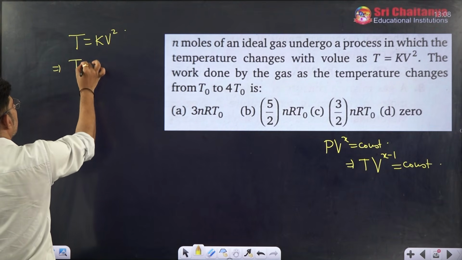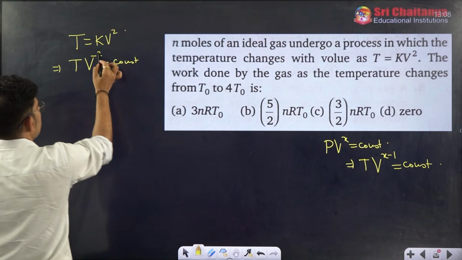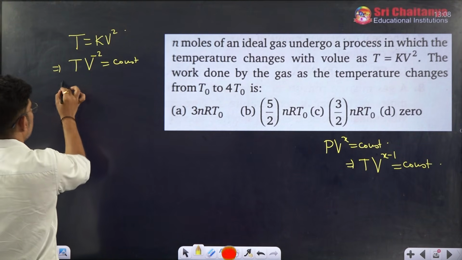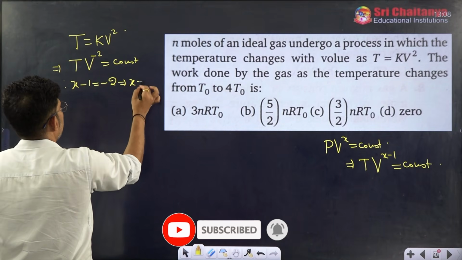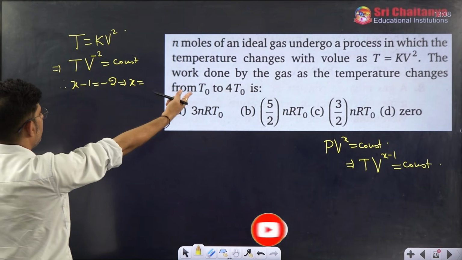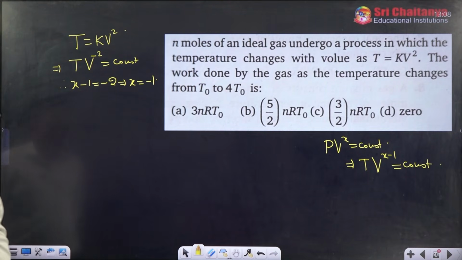T, bring V on one side, TV to the power minus 2 is equal to constant. That means this minus 2 is x minus 1. So x minus 1 is minus 2. So from here x will become minus 1, the 1 goes that side. So x is equal to minus 1.